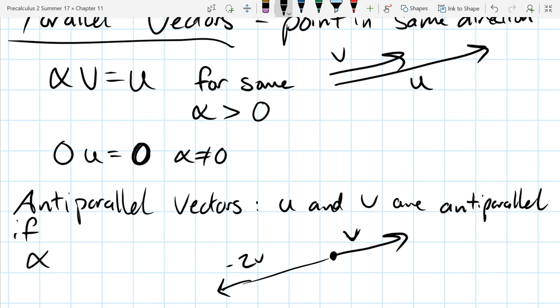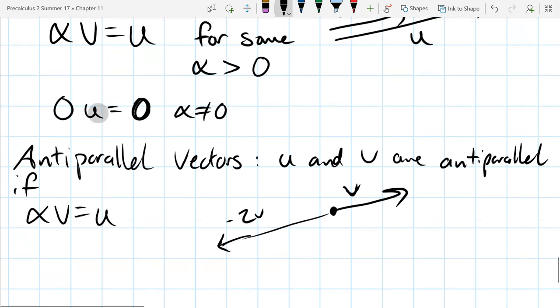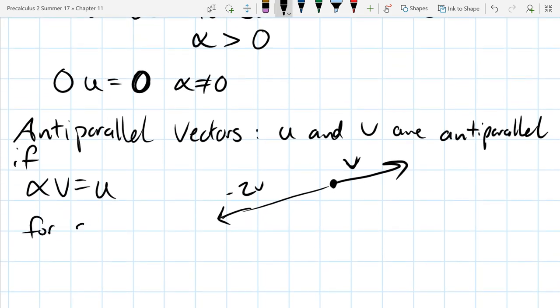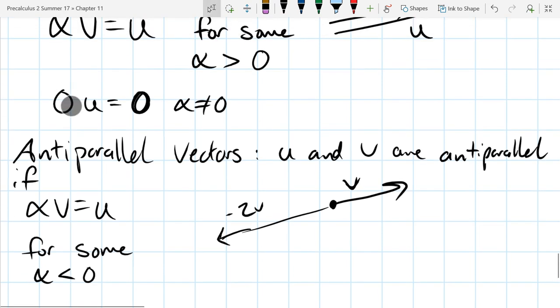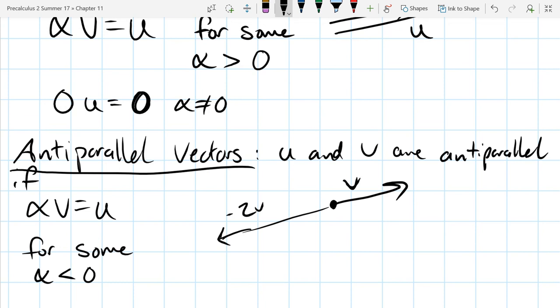So it looks almost exactly the same, except now alpha is negative. So parallel vectors are positive multiples of each other. Anti-parallel vectors are negative multiples of each other.